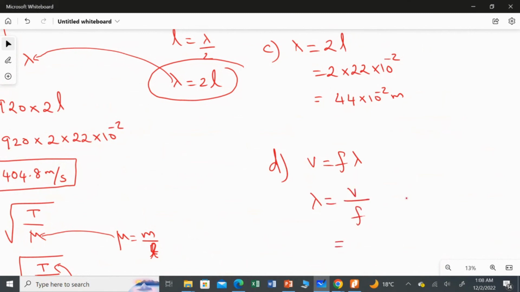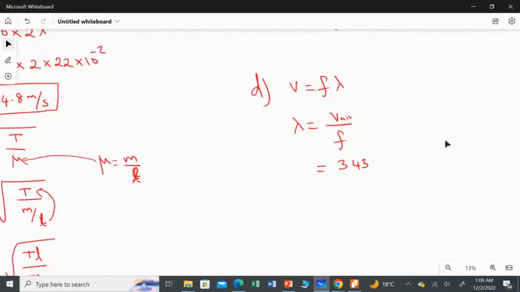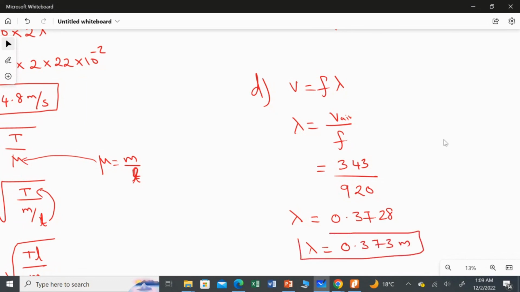For the speed, I have to use the speed of the sound in air because the sound wave is coming out of the string, and the sound will be passing through the air, right? So we have to substitute 343 for the speed of the sound in air over the fundamental frequency, which is 920 hertz. So I have to divide 343 over 920. I got the answer as 0.3728. So better I can write two digits, 0.373 meter, right? So this is the answer for the last question.